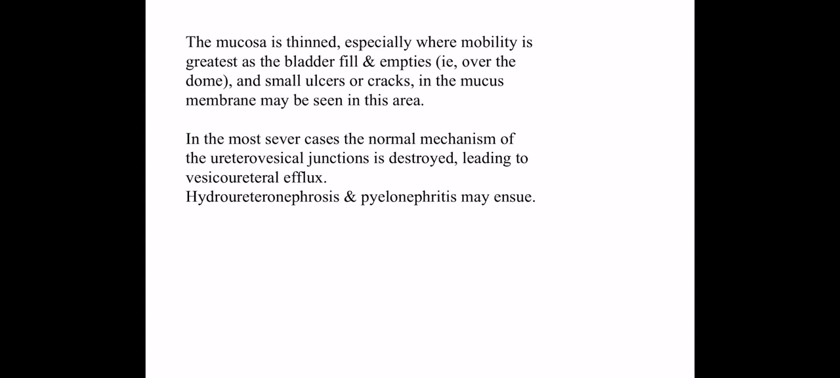When there is movement of the urinary bladder, there will be thinning of the mucosa, and small ulceration or cracks in the mucosa. The mucous membrane may be seen very thin in this area, and also ulceration sometimes, what's called Hunner ulcer. In most severe cases, the normal mechanism of the ureterovesical junction is destroyed, leading to vesicoureteral reflux. Hydronephrosis and pyelonephritis may ensue.